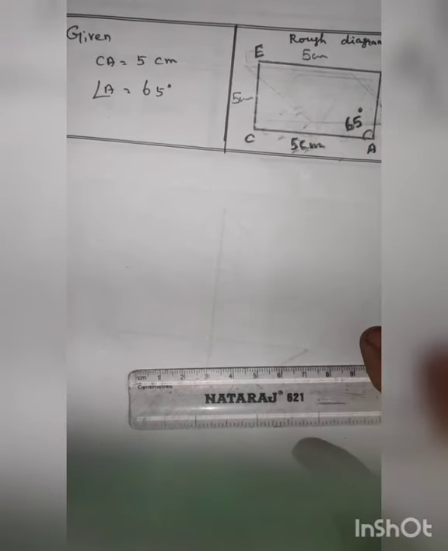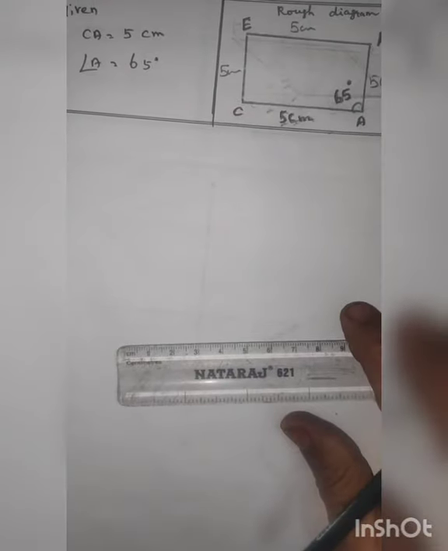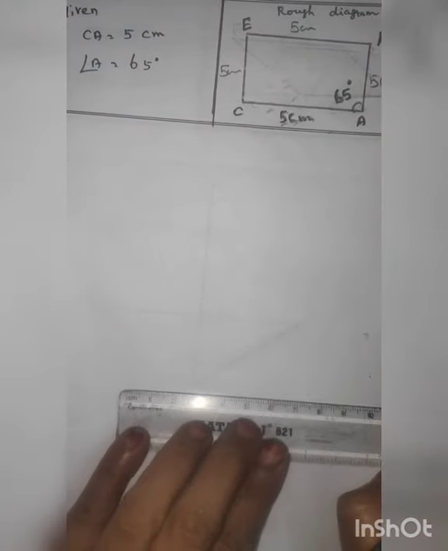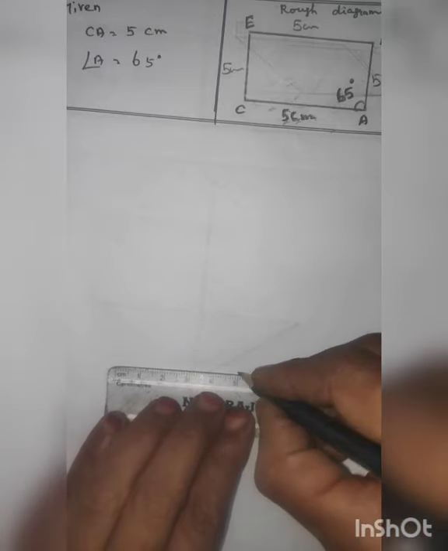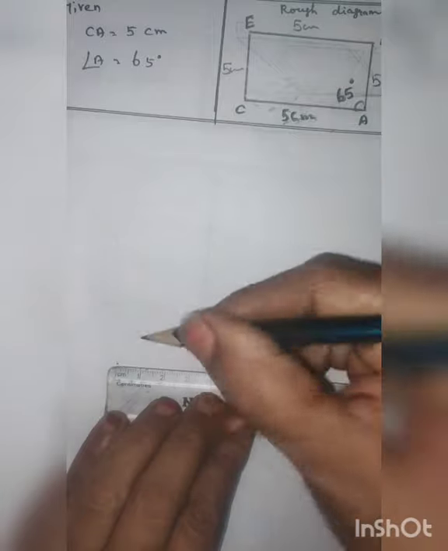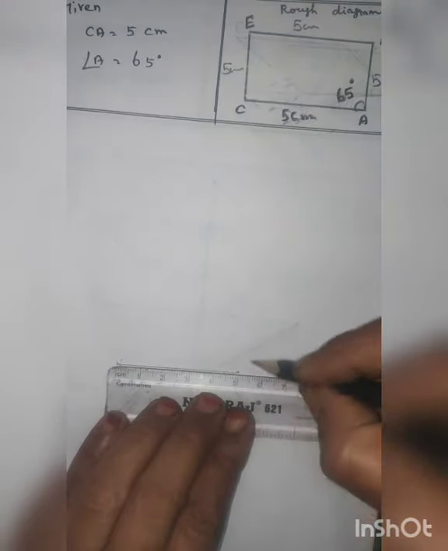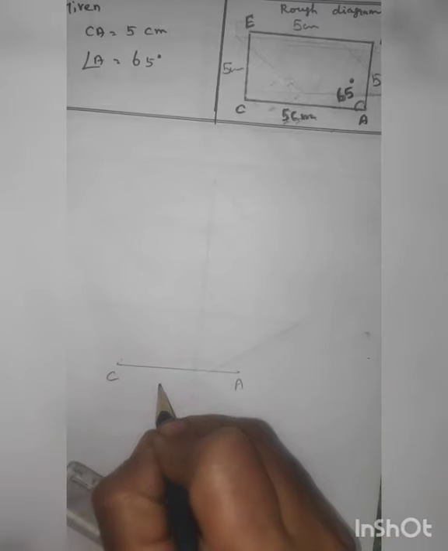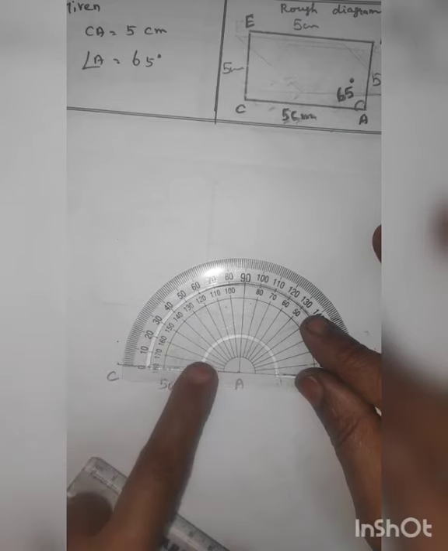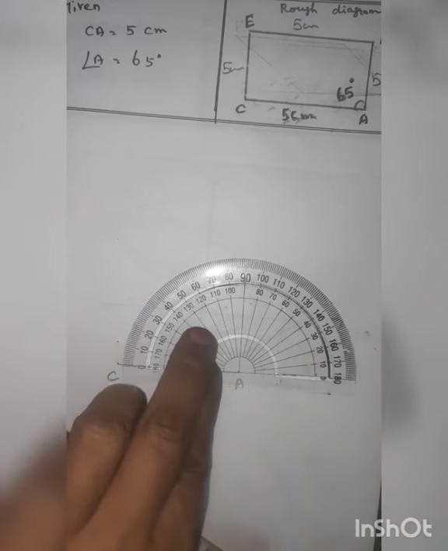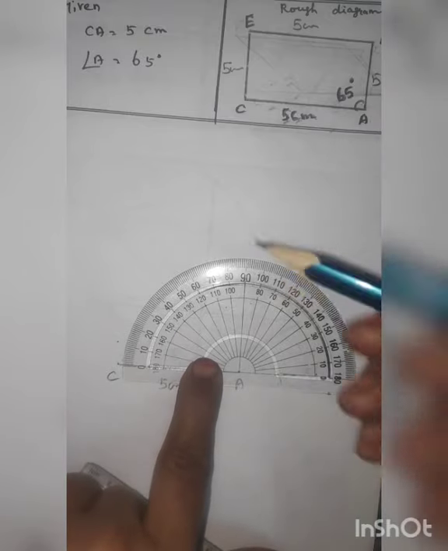CA equal to 5 centimeter. Join the line. Here write CA, how much centimeter? 5 centimeter. Next, protractor work. They have given 65 degree. At point A, keep the protractor correctly, coincide with the line, check and do it. How much there? 65 degree.